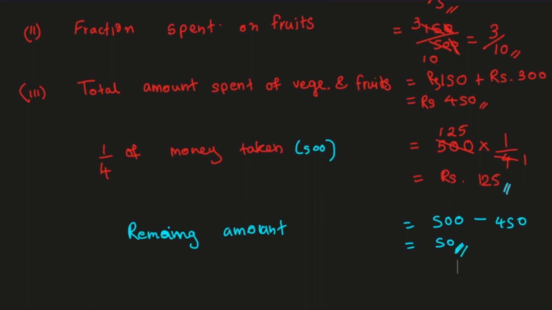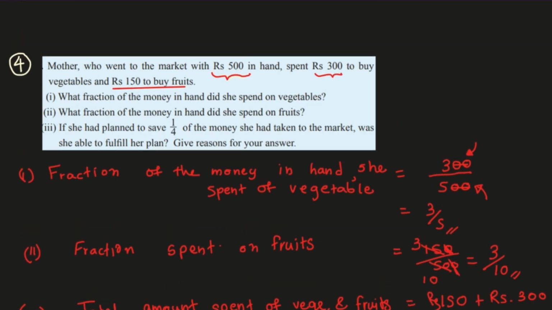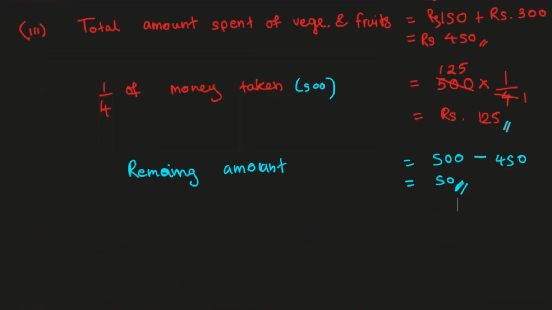So are they equal? No. So you know that. What's the question asked? Was she able to fulfill her plan? No, she wasn't. The answer is no. So that no can be proved by this calculation, so just give it as the answer. You can just compare and tell that 125, which is one fourth of 500, is not equal to the remaining amount once she bought fruits and vegetables.